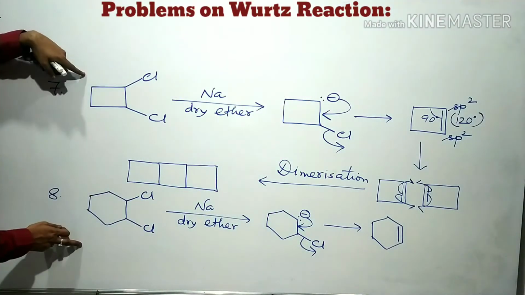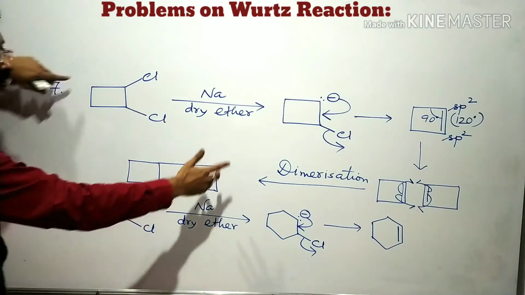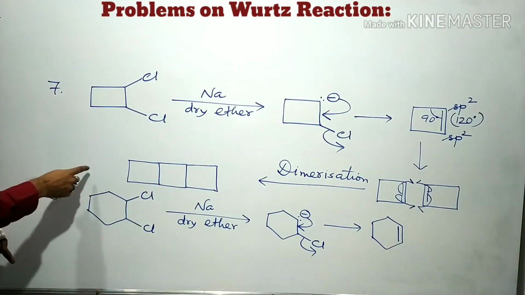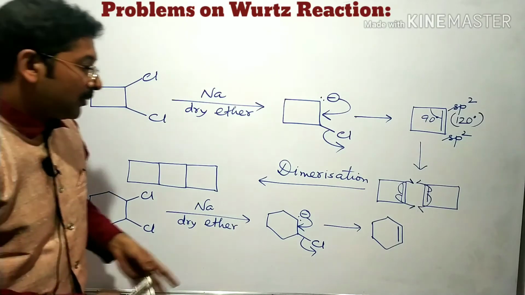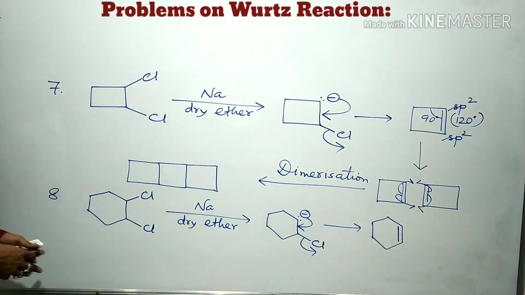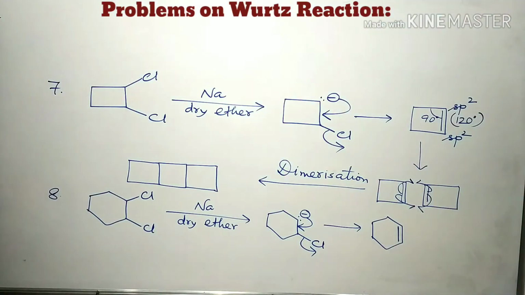So compare these two reactions. If this one is a cyclobutane ring, it will dimerize to form this sort of product. When this is cyclohexane, it will produce the cyclohexene molecule on elimination reaction. So these two are very interesting examples.